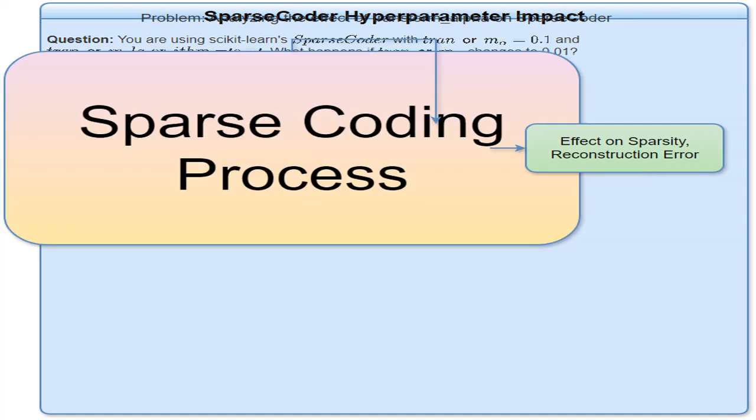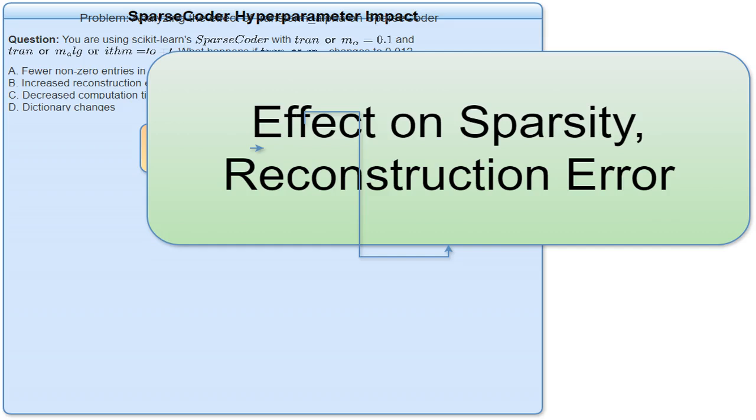This refers to the overall process of finding a sparse representation of the input data using a dictionary learned by the SparseCoder. The SparseCoder algorithm aims to represent signals using a linear combination of dictionary atoms, with as few non-zero coefficients as possible. This is all about finding the most efficient representation of the data. This is the outcome of interest.